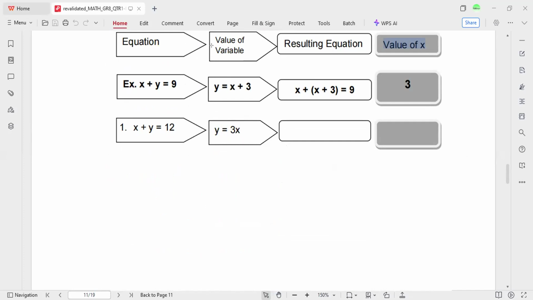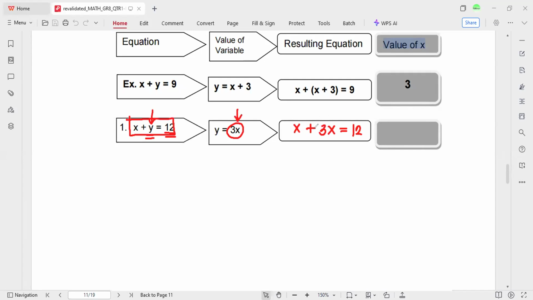Okay, so simply you have to change y in the first equation with the variable y is equal to 3x. So instead of y, you have to change it into 3x. When you rewrite it, it will be x plus 3x equals 12. Again, we are still basing on the first equation, but instead of y, you have to change it into 3x.